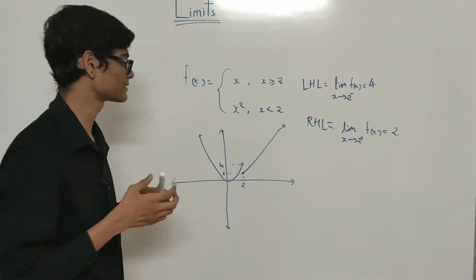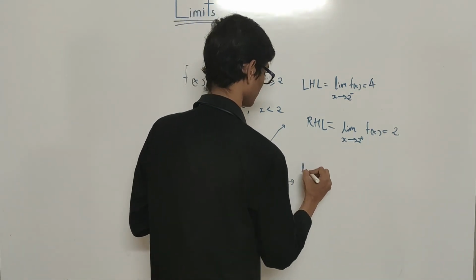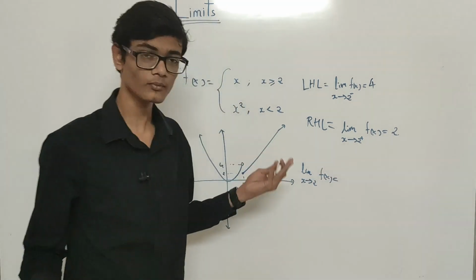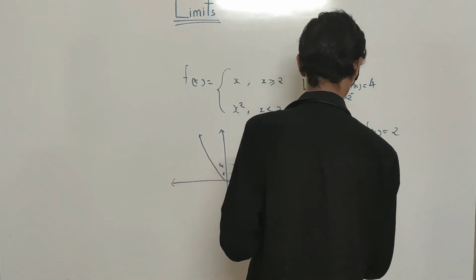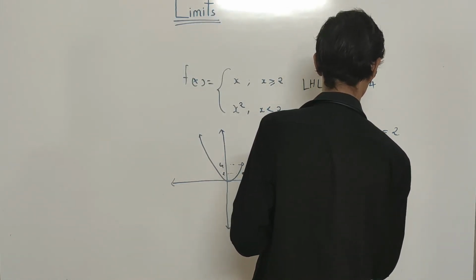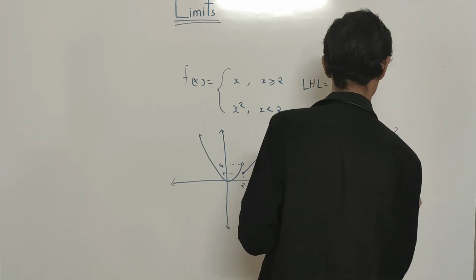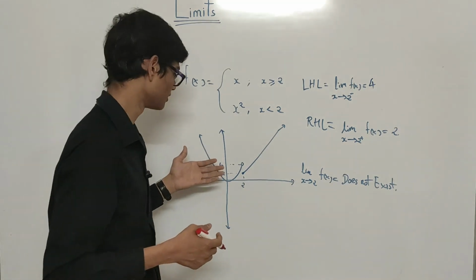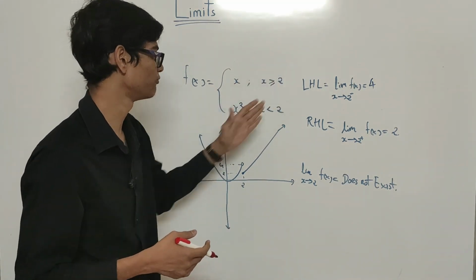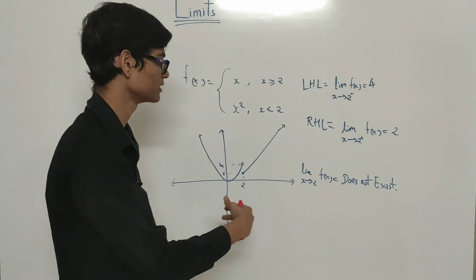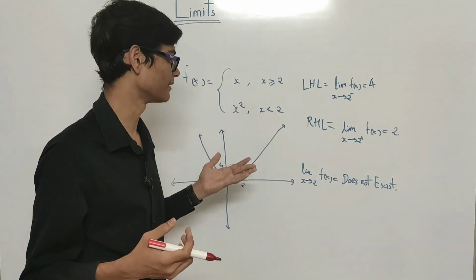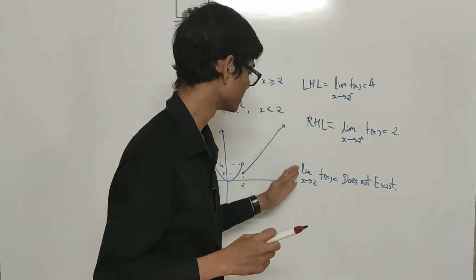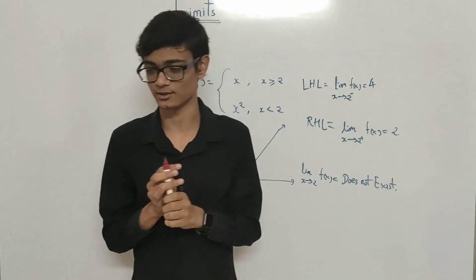Okay. Now in this case, what if someone asks, what is limit x tends to 2 of f of x? In this case, it does not exist. Why does it not exist? Because you cannot say that it's 4. If you are approaching from the left hand, it is 4. If you are approaching from the right hand, it is 2. So we cannot clearly say whether it is 4 or 2. So in this case, we say limit of f of x does not exist.